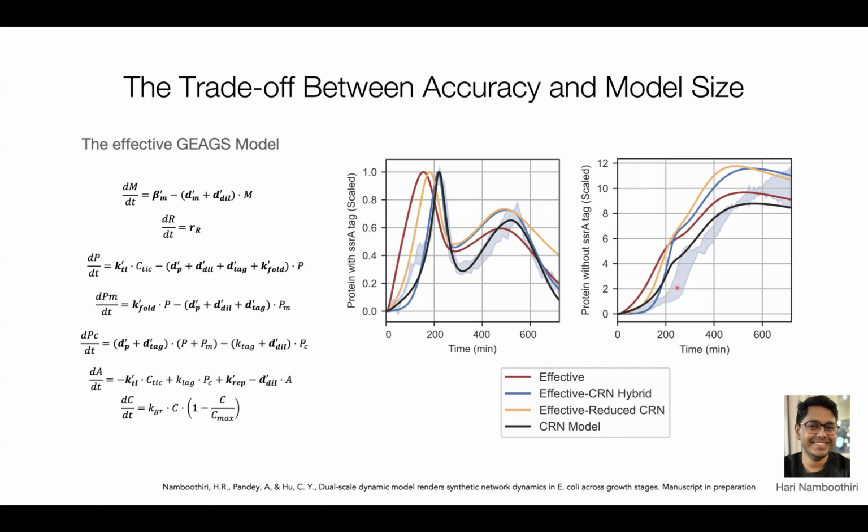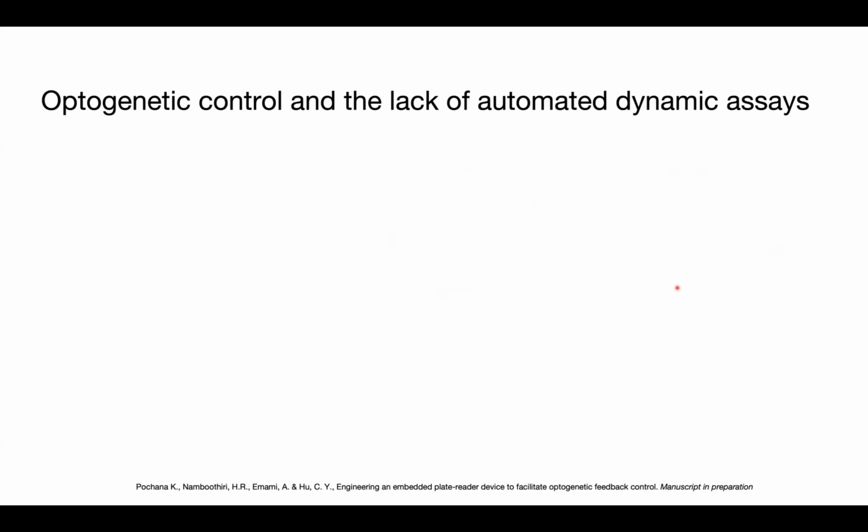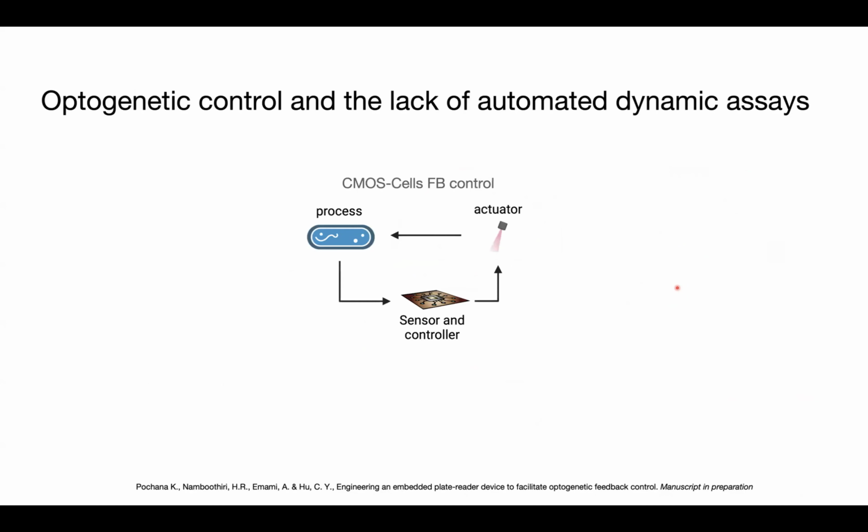But with that in mind, can we use the effective GEAGS model to capture closed loop system dynamics with non-constant growth? If we were to use the model to predict what the dynamics look like when we implement a feedback control in the well plate, is it going to be accurate? So the next part is that we're trying to use optogenetic control to make this type of feedback loop.